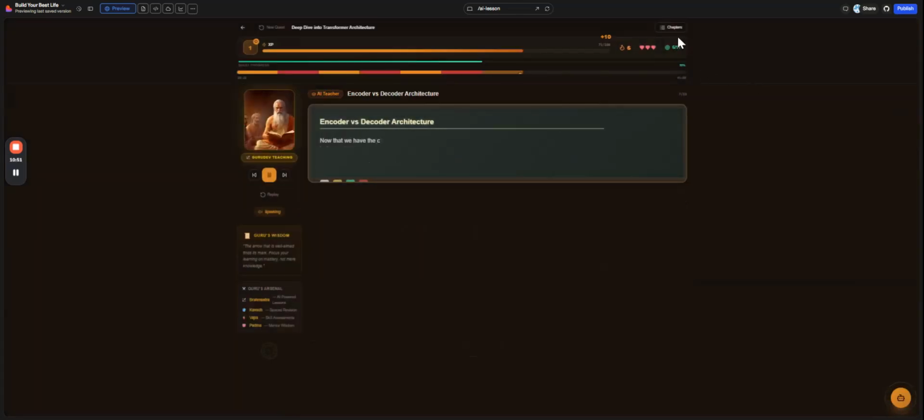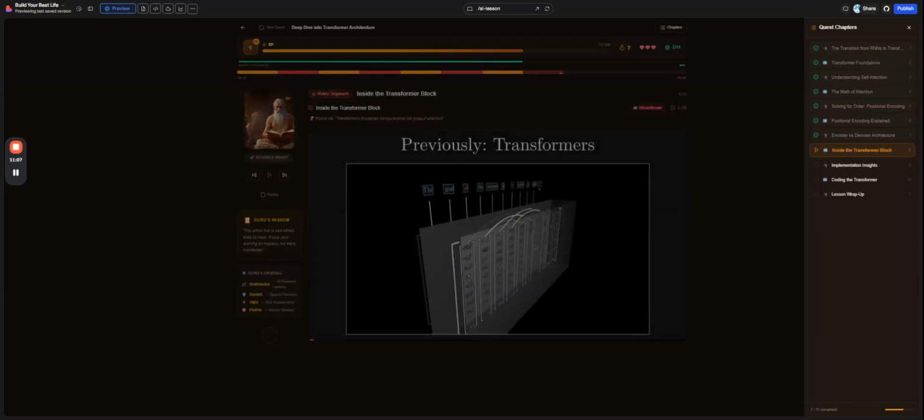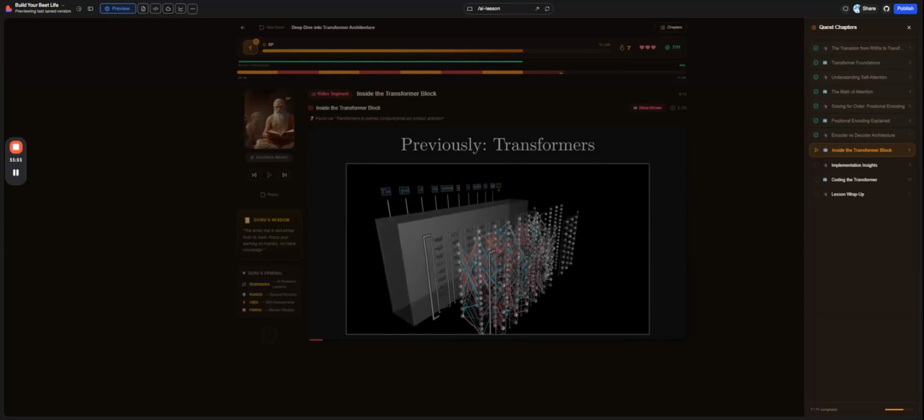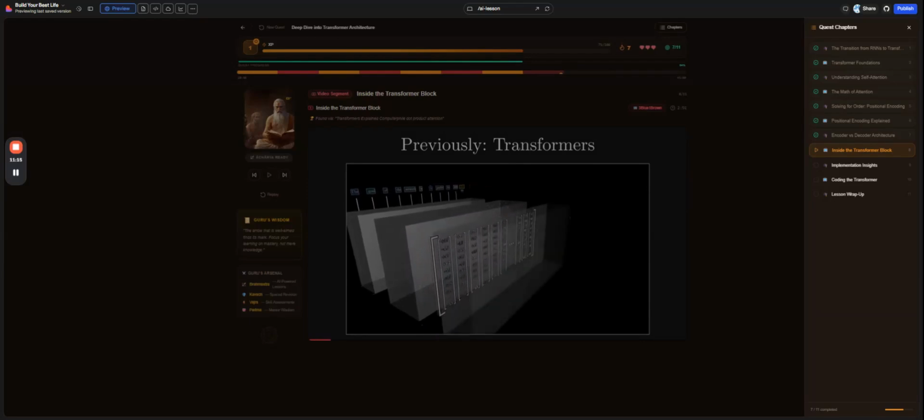Now that we have the components, let's look at how they are stacked. We'll explore multi-head attention and the architectural differences between the encoder which reads the input and the decoder which generates the output. In the last chapter, you and I started to step through the internal workings of a transformer. This is one of the key pieces of technology inside large language models and a lot of other tools in the modern wave of AI.